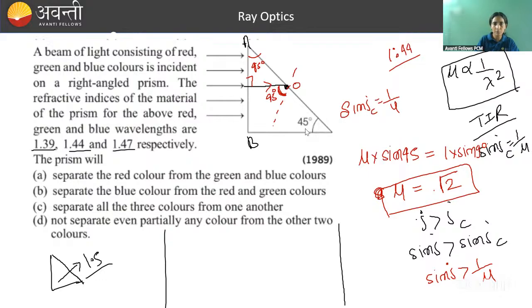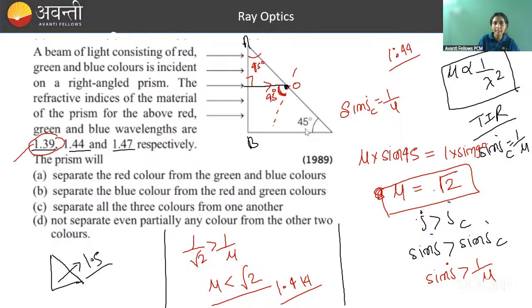If you put it here, sine I value is 1 by root 2. So 1 by root 2 is greater than 1 by mu. That is, mu should be less than root 2. So for mu less than root 2, we will get total internal reflection. Now check, root 2 means 1.414. For which color is mu less than root 2? It is for this color, which is red.